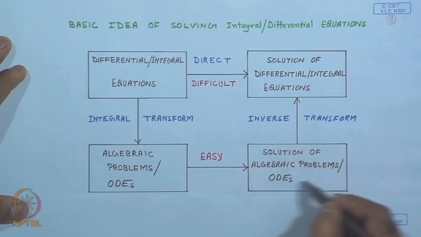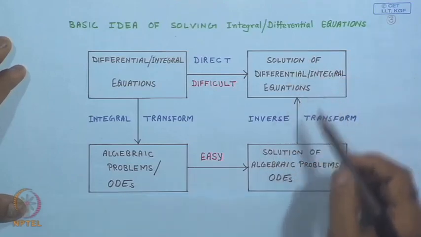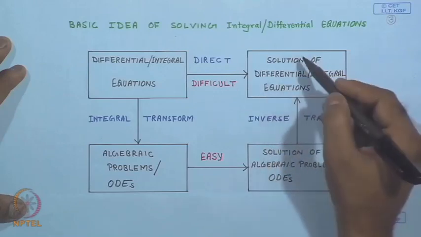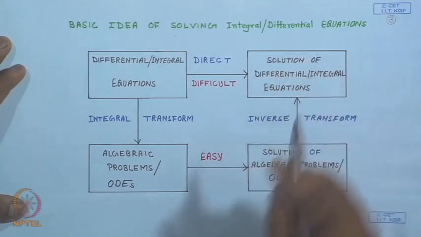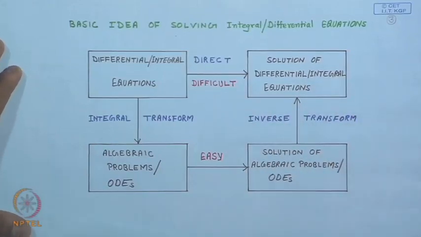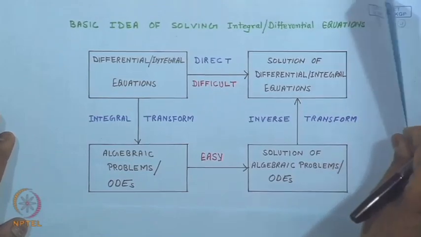Once we get the solution of the transformed system, we need to go back to the solution of the original problem. For this we have to take the inverse transform, and then we get the solution of the original problem. Okay, so that was the basic idea of the integral transform, and now we will go to the particular case of the Laplace transform.